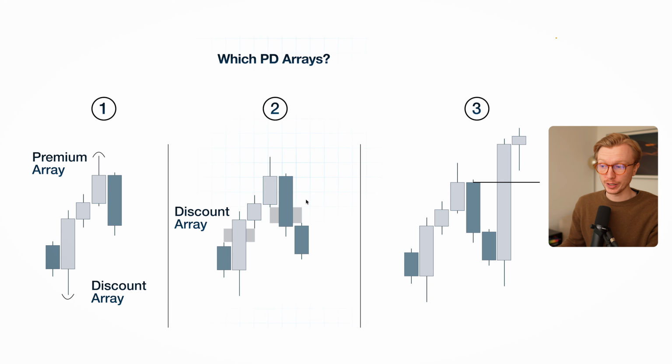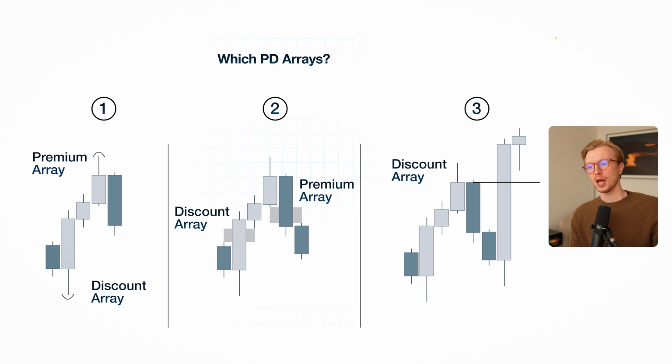A bearish variant of the PD arrays is always referred to as a premium array. So a bearish fair value gap is a premium array. Now, in this third example on the right, we see that we have a bullish order block because we are moving higher. So if it's a bullish order block, we refer to it as a discount array. If it was a bearish order block, we would refer to it as a premium array. So this is what we refer to as PD arrays.